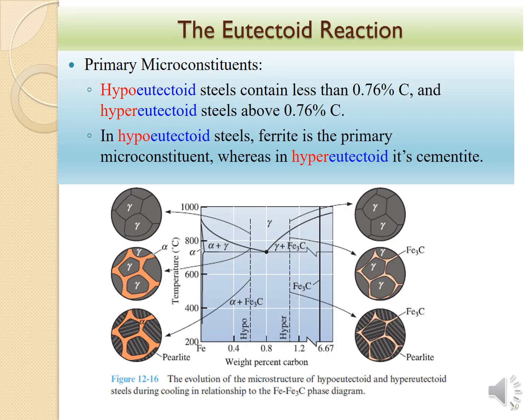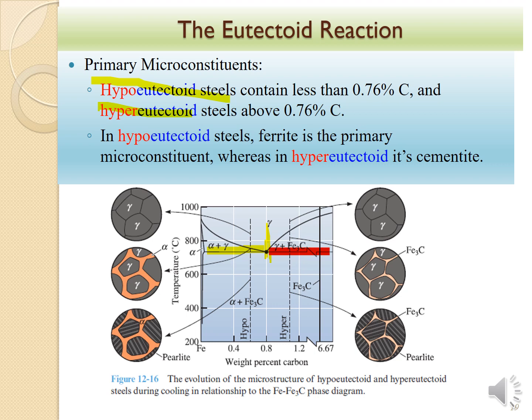For the primary microconstituent from the eutectoid reaction, we follow the same convention for naming those microconstituents. Divided by this eutectoid composition point, which is 0.76% of carbon, from the left end to the eutectoid point, we have hypoeutectoid steels. And from the eutectoid point to the right of the eutectoid reaction line, we have hypereutectoid steel.